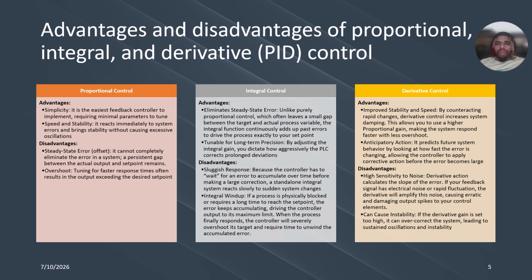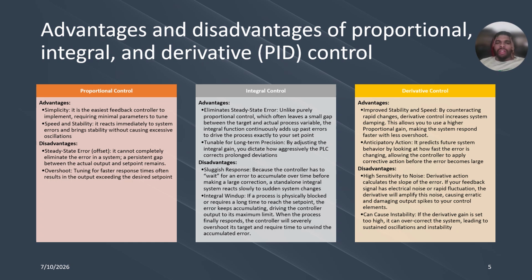For integral control, some advantages would be it eliminates steady state error. Unlike purely proportional controls, which often leaves a small gap between the target and the actual process variable, the integral function continuously adds up past errors to drive the process exactly to your set point.